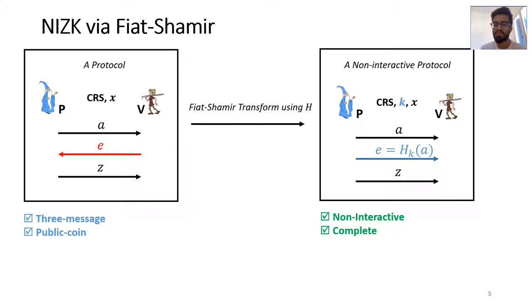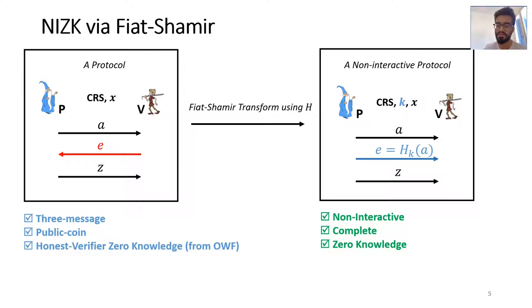It's easy to see that this protocol is non-interactive, and also that if we start with a public coin protocol, then the non-interactive protocol is also complete. We also know that if the base protocol is honest verifier zero knowledge, then the Fiat-Shamir transform preserves zero knowledge. So the only missing piece in the puzzle here is soundness. It's not clear that even if the base protocol is sound, the non-interactive protocol is also sound. The reason is that the prover has some control over the choice of the verifier's challenge. In particular, he can choose a first message A such that the verifier's challenge H of A falls inside the soundness error of the protocol.